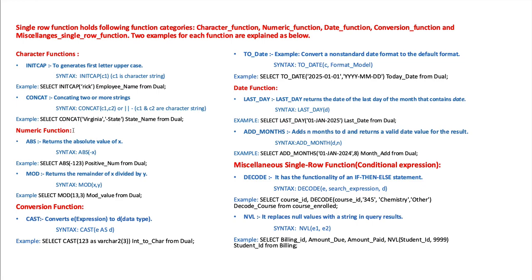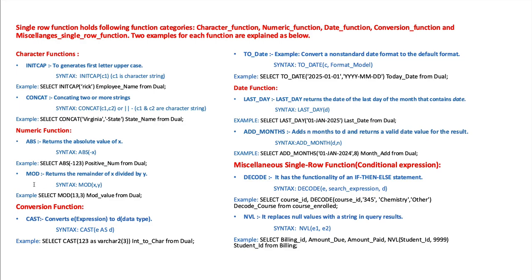Next function is numeric function. It is used for integer or numeric variables. First example is ABS, absolute. That means it returns the absolute value of x. It returns the positive value of the given value. Example is here, SELECT ABS. Suppose the value given is negative 123, then it converts into positive 123.